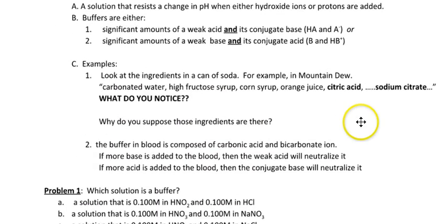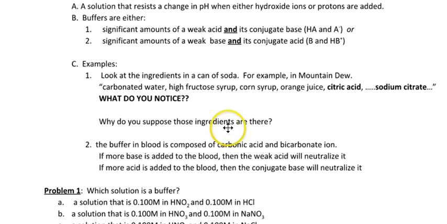And I actually wrote out the ingredients. So carbonated water, high fructose corn syrup, so notice there's a lot of sugar there, not too good to drink. Orange juice, citric acid, and sodium citrate. What do you notice? What's citric acid? A strong acid or a weak acid? Hopefully you know by now it is a weak acid. And this is its conjugate base. Don't worry about the sodium. We already learned that sodium does not affect the pH of a solution, but the conjugate base sure will. Okay, so we have a buffer in the Mountain Dew.